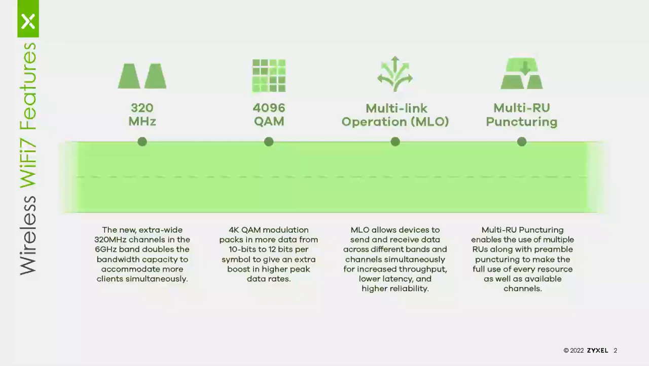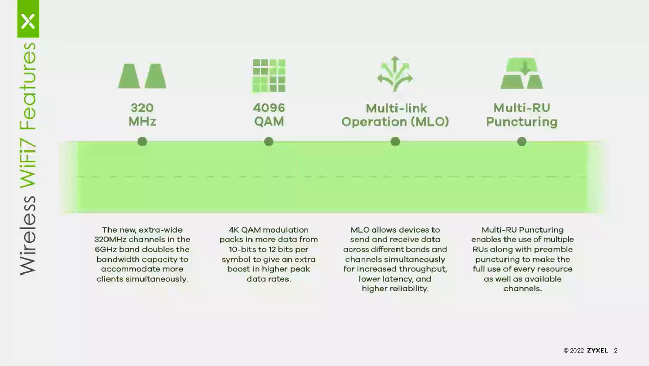The next thing we do here is we have a greater QAM. We went from 1024-bit QAM to 4096-bit QAM. So that gives us about a 10 or 15% speed increase there. One of the other cool technologies that just began here with Wi-Fi 7 is called multi-link operation. The ability for client devices to be able to connect to multiple radios in the access point simultaneously, allowing for higher throughputs and lower latency, and a new technology called multi-RU puncturing.